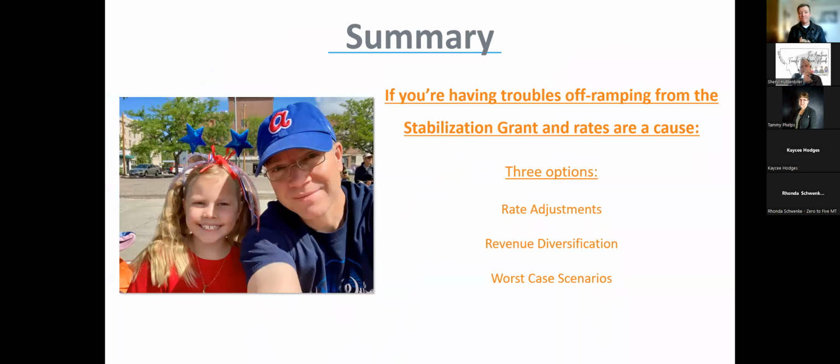Time to wrap here. So a couple of final slides. If you're having trouble off-ramping from the stabilization grant and you believe rates might be a cause of that, there are some things that we can do. Obviously, we can do rate adjustments based on cost information. We can diversify revenue. What does that mean? That's unique to your situation. We probably want to talk about that in greater detail. And then all the way back to one of those initial slides, we can consider worst case scenarios. We do not want that. We want to figure out how to adjust your rates, how to drive additional revenue into your company so that we don't have to consider worst case scenarios.